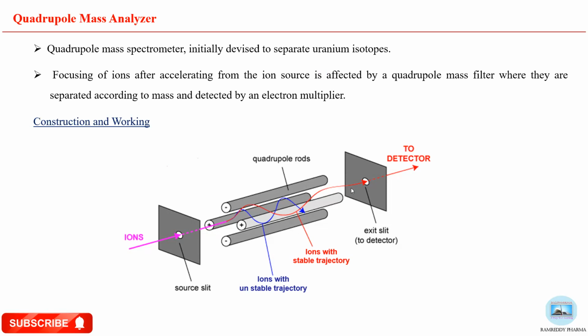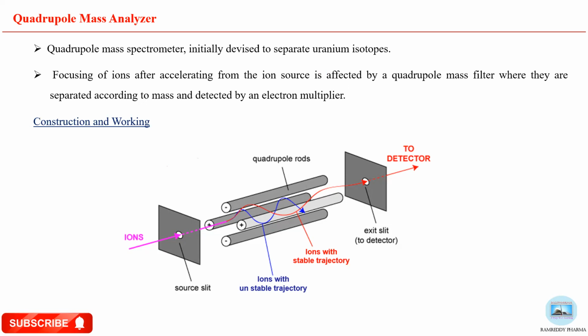the selected ions will pass through to the detector. These are called stable ions, the ions with a stable trajectory. A stable trajectory means the ions have a suitable oscillation path. We select a certain electric field with the oscillation path, so the desired oscillation path allows the selected mass-to-charge ions to pass through to the detector. This is called ions with a stable trajectory.